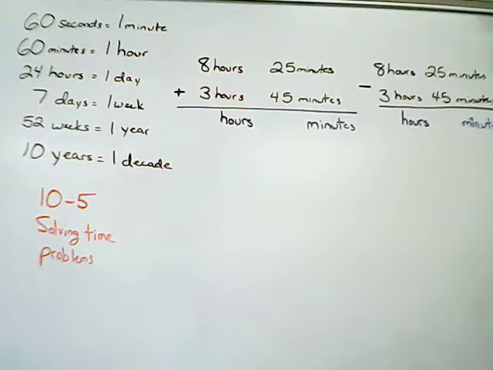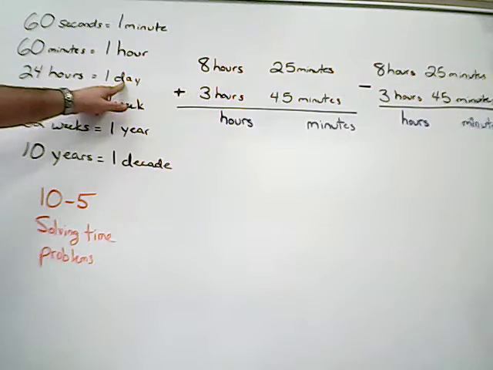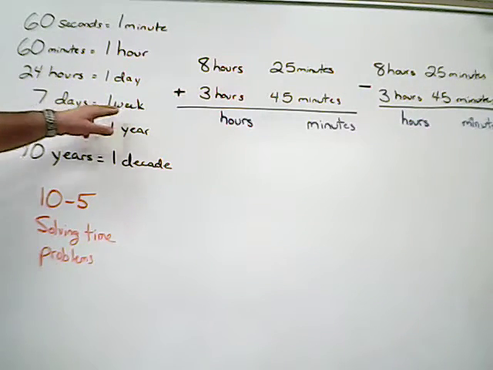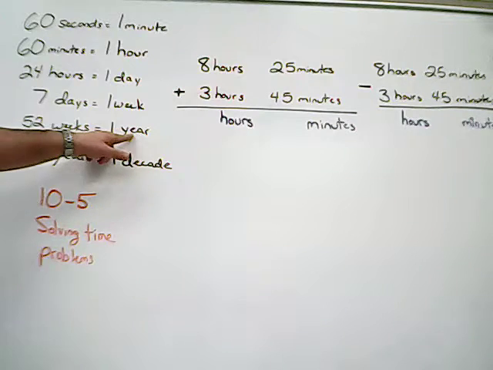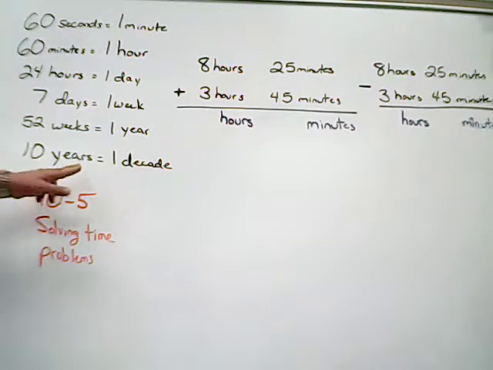As you'll see here, I wrote a list of helpful conversions. Keep in mind, 60 seconds equals 1 minute, 60 minutes are in 1 hour. There are 24 hours in one full day. There are 7 days in 1 week, 52 weeks in a year, and there are 10 years in 1 decade. Keep this chart handy. You're going to find it throughout the chapter, throughout the section of 10-5. It's good to have this to help you do your work as we go along here.